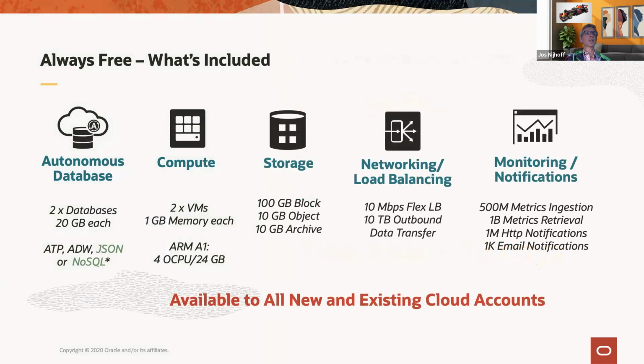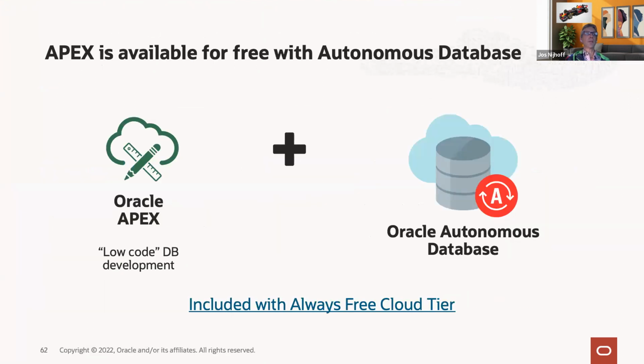What can you get? You can get an autonomous database, actually two. You can get 2 VMs with 1 GB of memory. You can get 100 GB of block storage, networking. You can get a load balancer, and you can try monitoring and things like that. There's also Apex for the people who like low-code development, Oracle Application Express in the cloud.